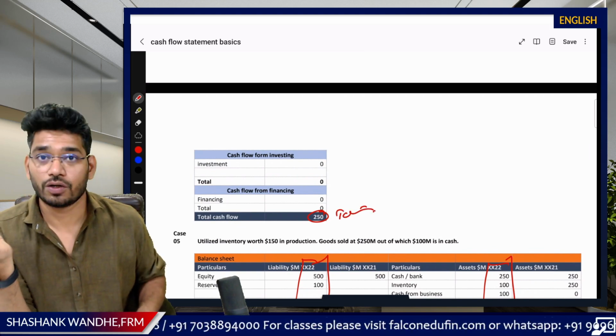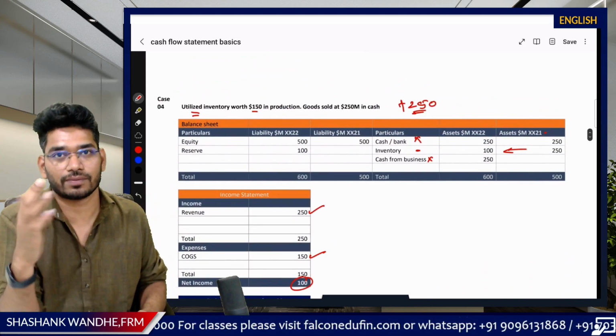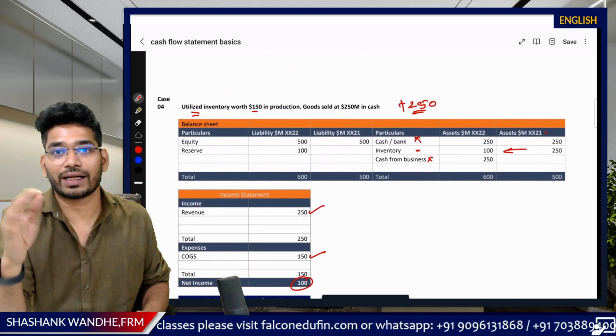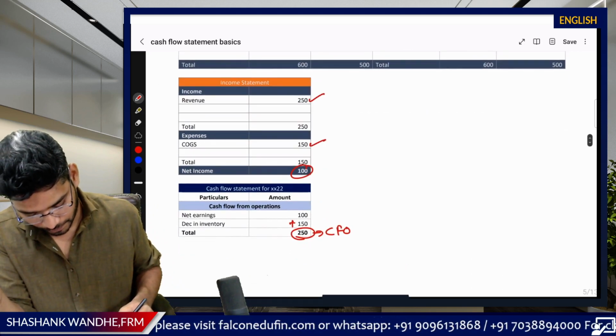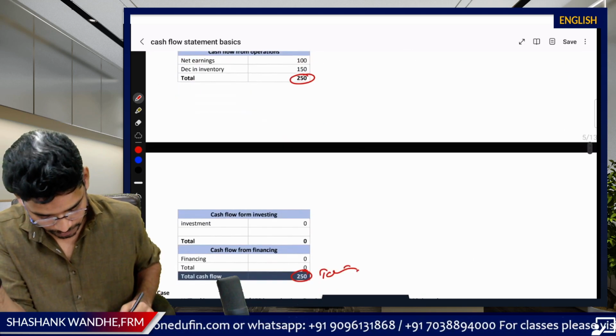This is your total 250. And we already know this, right? So our total cash, this is inflow. Okay. So total cash inflow. This total cash inflow is 250.